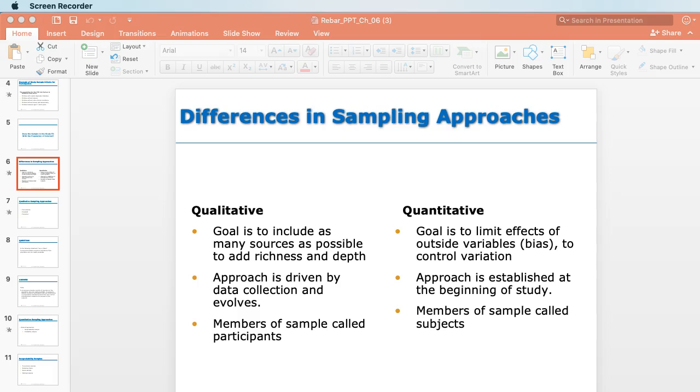If they're just measuring anxiety, they might not need as many people as if they were measuring anxiety, sleep, exercise, and meditation, because that now continues to add the number of variables that they're looking at, and that would change the number of subjects that they need in their study. So that's the difference in the sampling approaches.